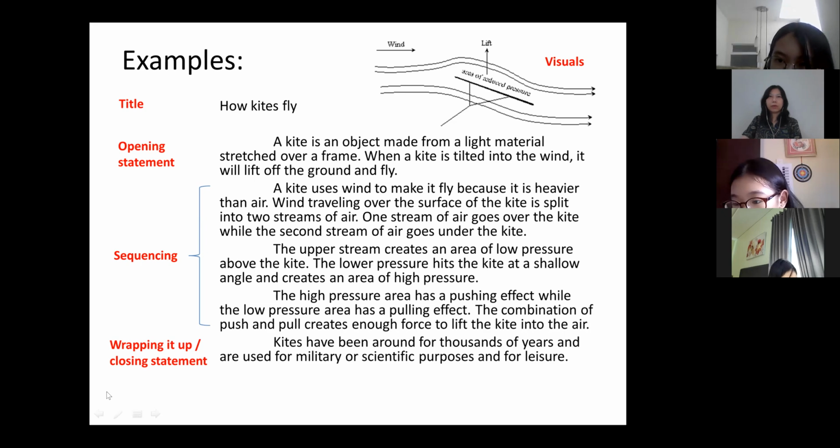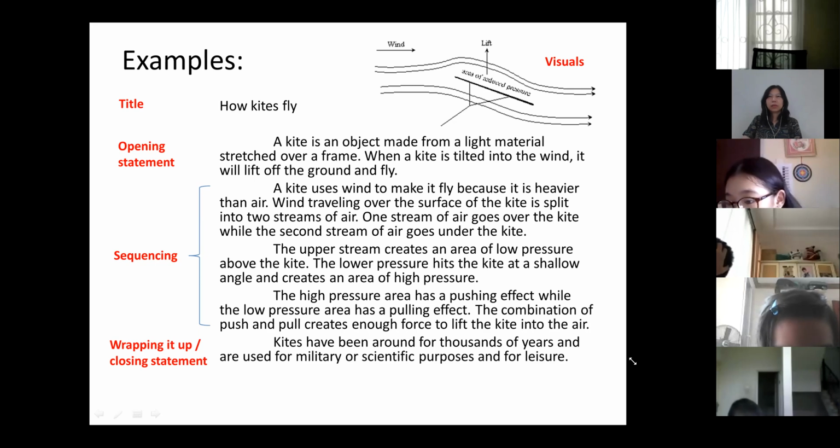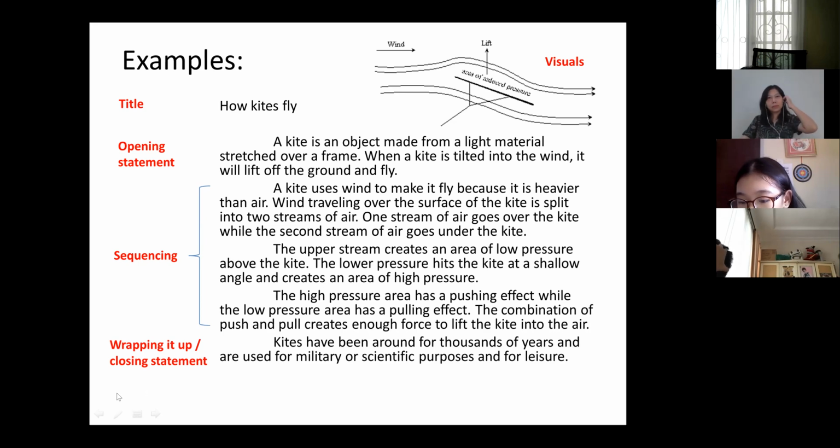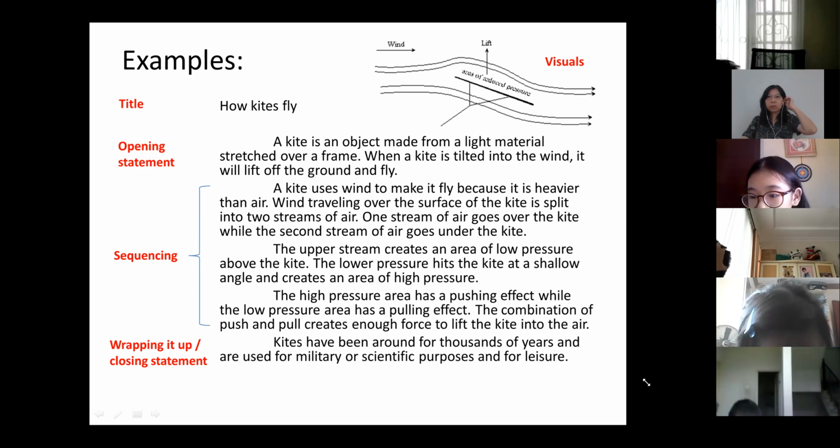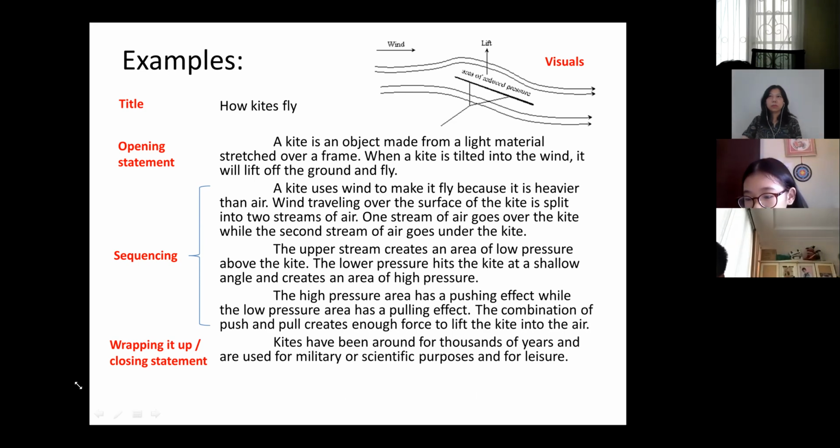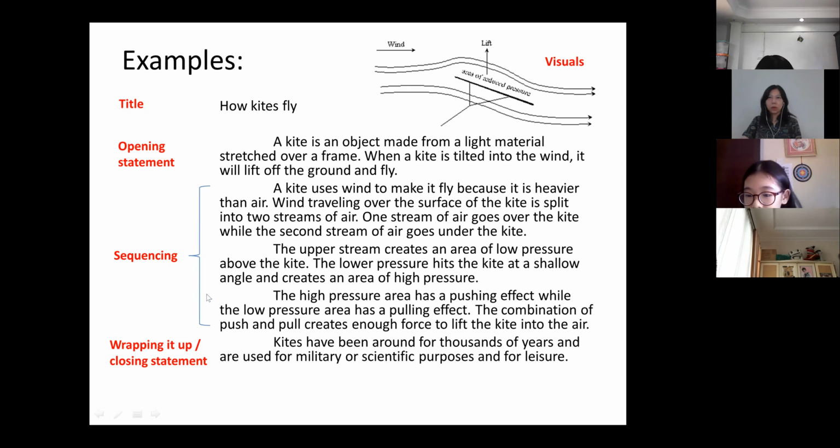Okay, the third paragraph. Gwen, help me. The upper stream creates an area of low pressure above the kite. The lower stream hits the kite at a smaller angle and creates an area of high pressure. All right. Now the fourth, I would like to have Marcio. Can you please help me with the fourth paragraph?